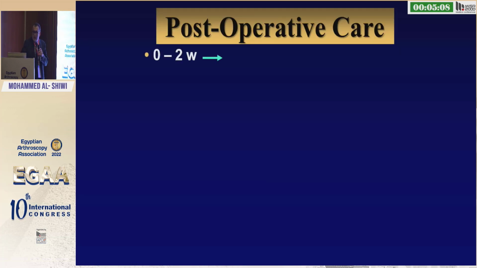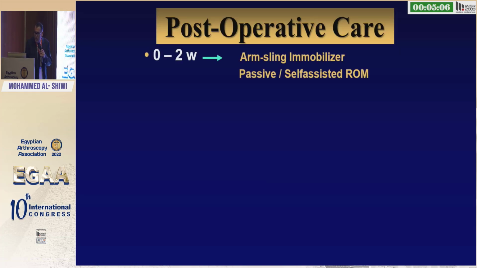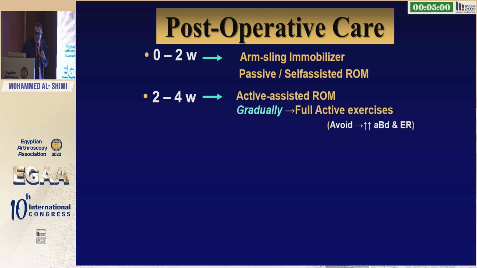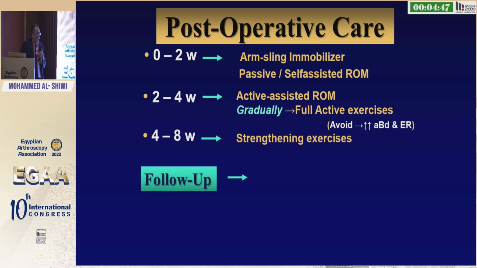Postoperatively, the first 2 weeks, arm sling immobilizer with passive self-assisted range of motion. The second 2 weeks, you start active assisted range of motion, gradually increasing to full active exercises, avoiding excessive abduction or external rotation. The next 2 weeks, you start with strengthening exercises.